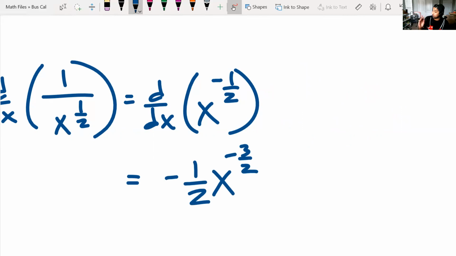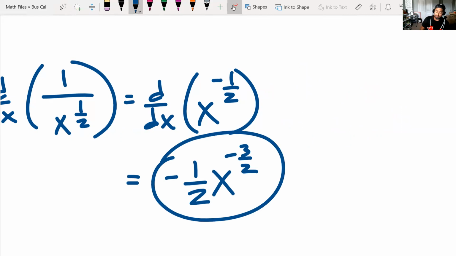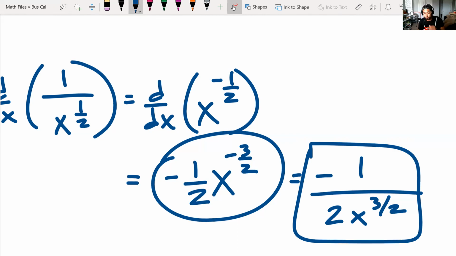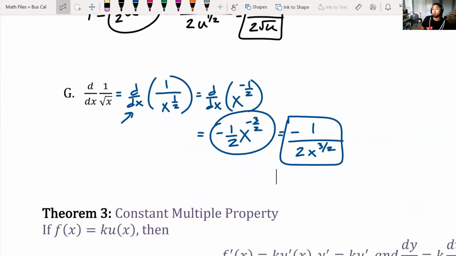All right. Once again, that's good. But if we have to rewrite, then this becomes negative 1 over 2x to the 3/2. And that's it. Let's hope you don't have to rewrite that one as a radical. That should be it. Okay. So that's the power rule, your best friend, which we will use from here on out.